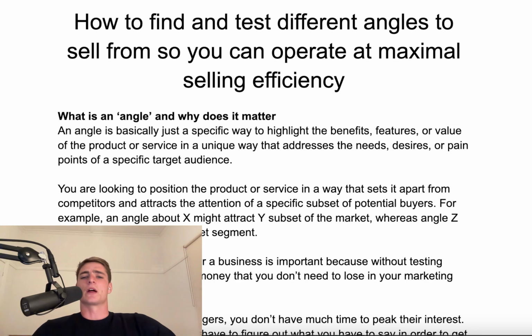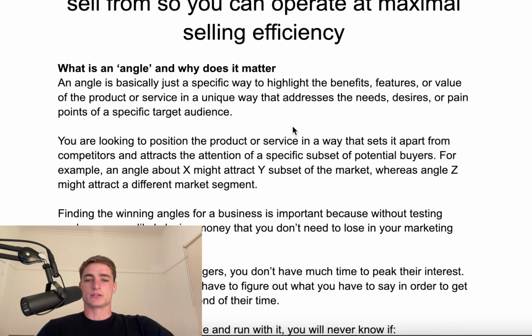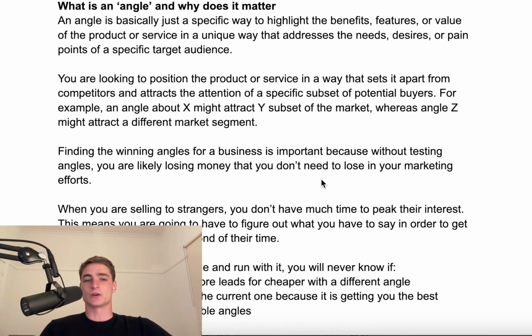So starting out, what we're going to cover is what is an angle and why does it matter? So why is this actually relevant to you? Why do I need to care about it? And actually, what is it? So an angle is basically just a specific way to highlight the benefits, features, or value of the product or service in a unique way that addresses the needs, desires, or pain points of a specific target audience in a specific way. So you're looking to basically position the product or service in a way that sets it apart from competitors and attracts the attention of a specific subset of potential buyers.